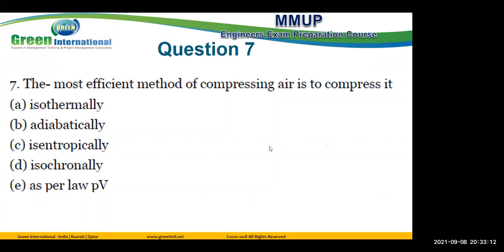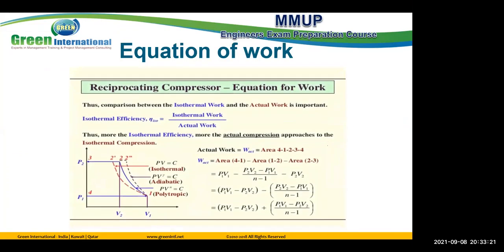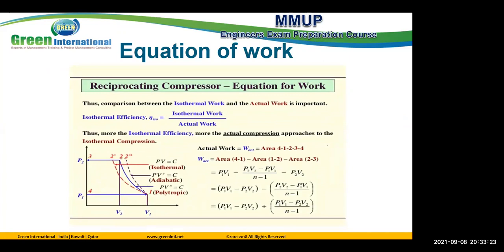Isothermally. Adiabatically. Isothermally. Isothermal, yes. Let's hear this equation. I think we studied it last session when we talked about PV to the power n. When n equals 1, this is isothermal; when n equals gamma, this is adiabatic, and in adiabatic the maximum work happens. This is the minimum work. This is in between.